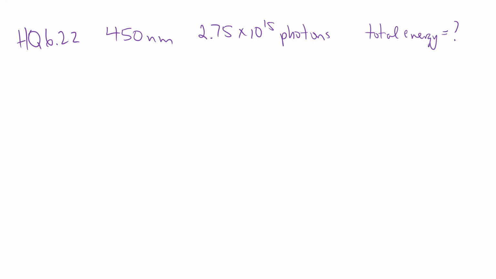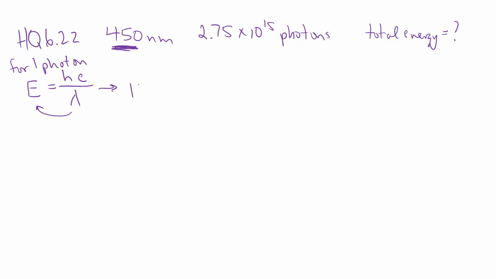So to find that, we know we can relate our wavelength of light to the energy of that light. Energy equals Planck's constant times the speed of light divided by the wavelength. That lets me take the wavelength and convert it to an energy, which is the energy for one photon. We're releasing 2.75 times 10 to the 15. So step one, we'll find the energy for one photon, and then step two, we're going to multiply by the total number of photons to find total energy.